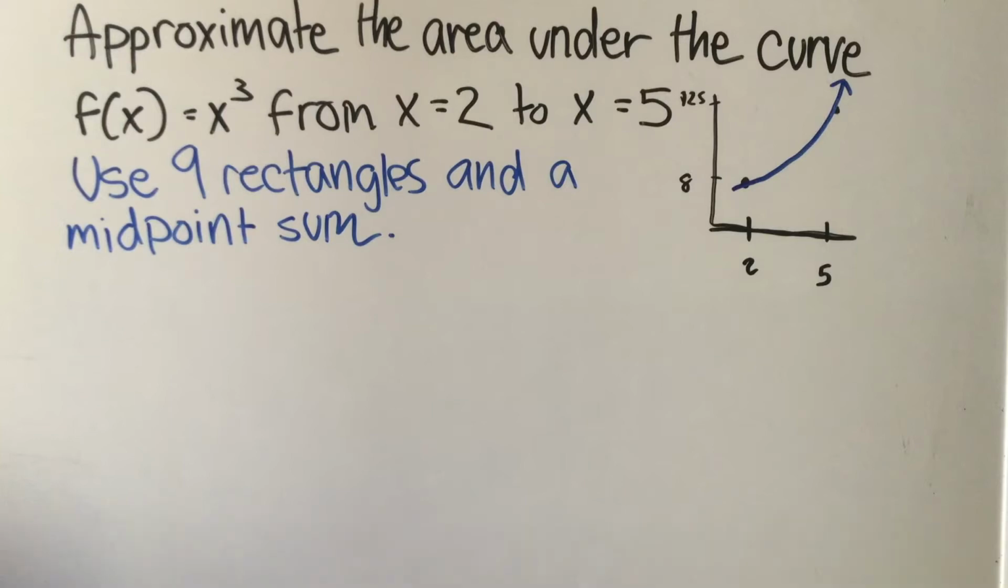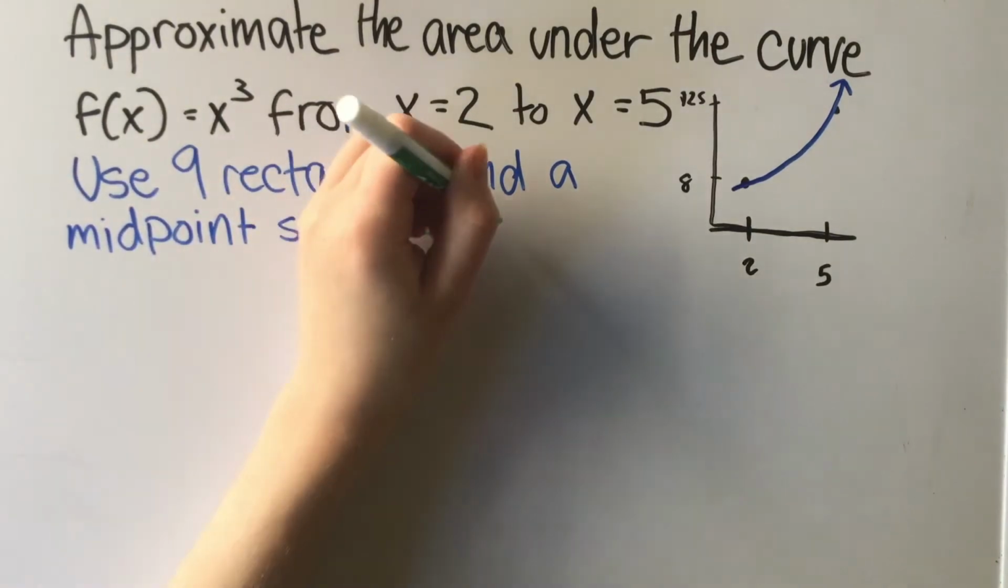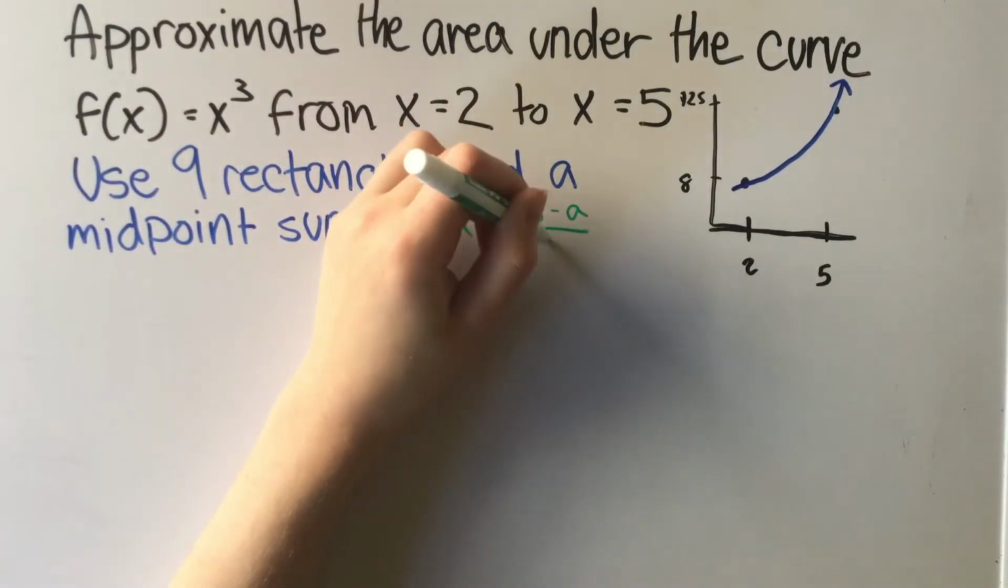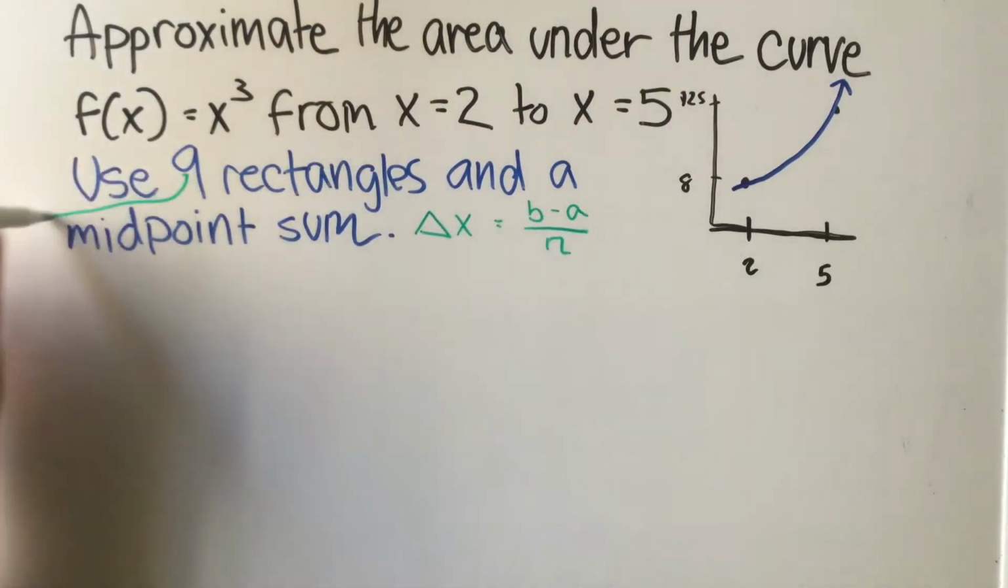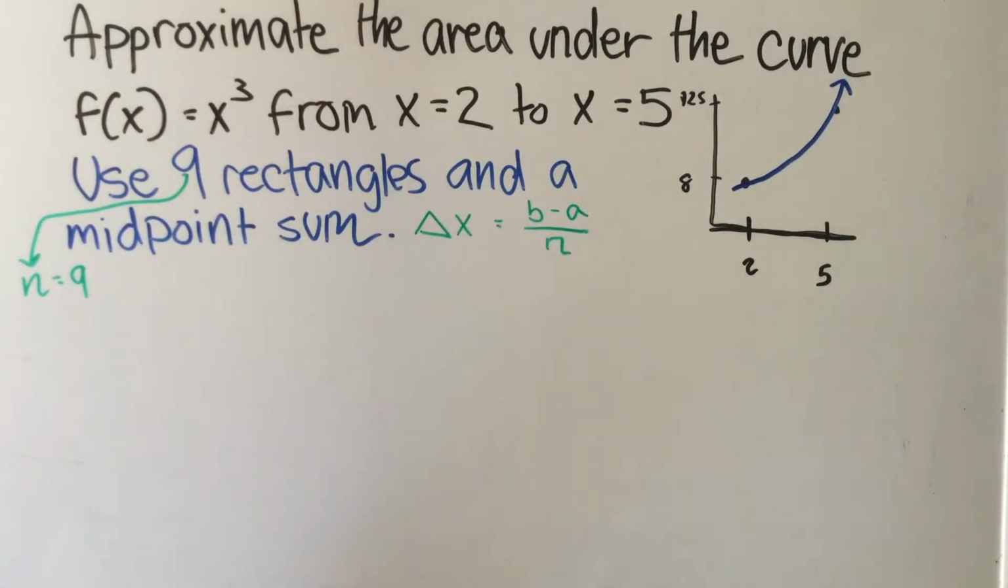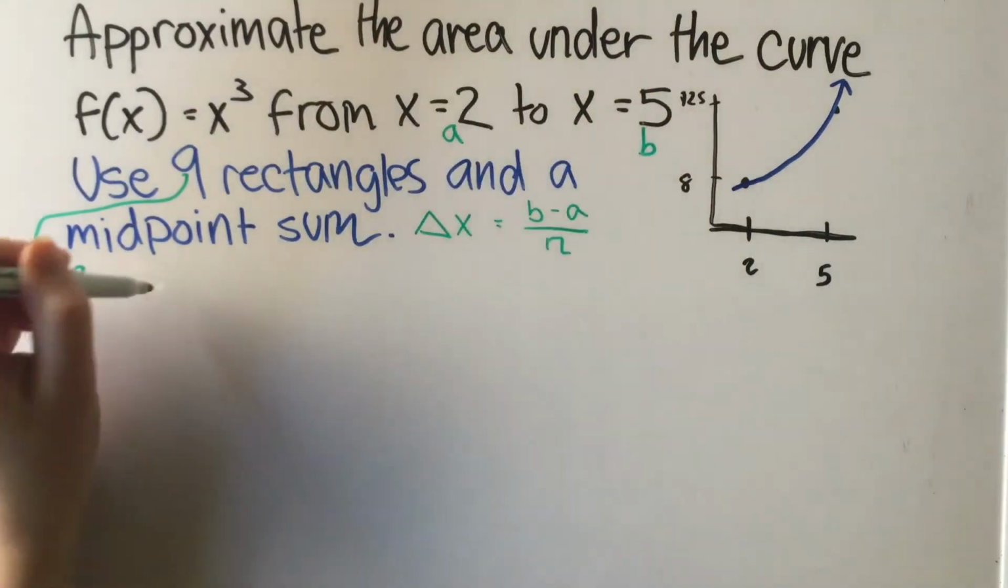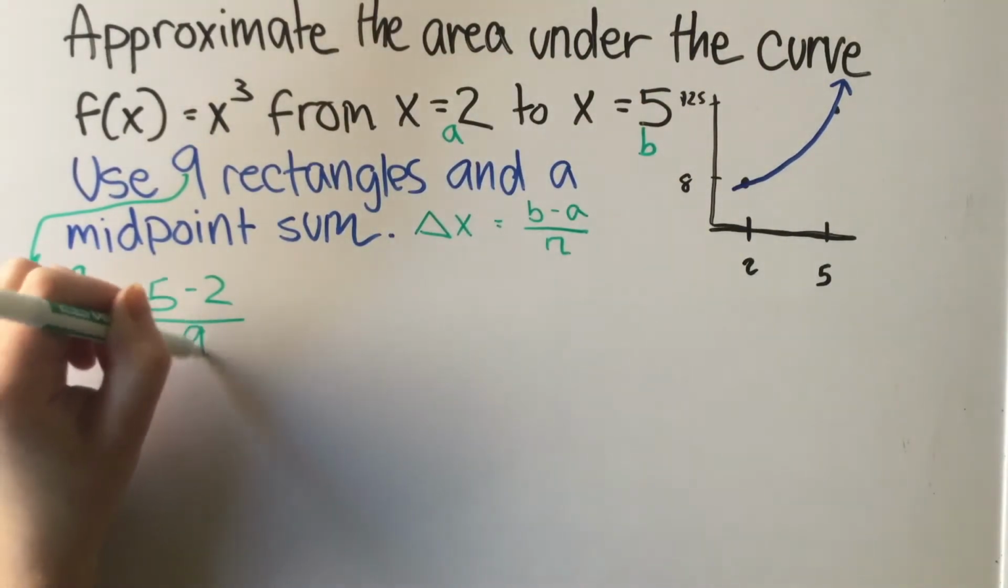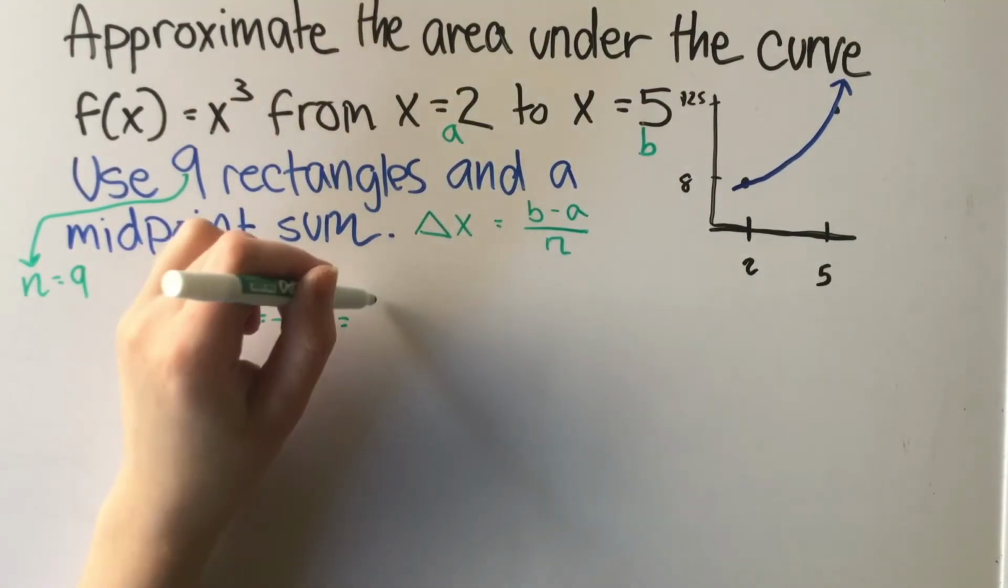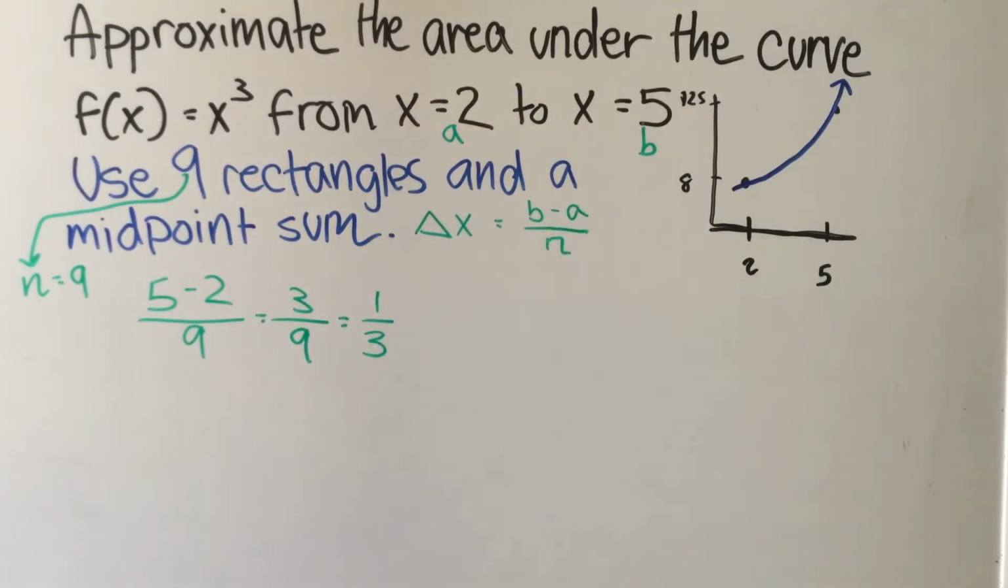For approximating area, we need to know the b, the a, and the n. So we already have b and a. 5 is b, and 2 is a, and n is the number of rectangles, and they give that to us in the problem. So n is 9. And then to solve for the change in x, we do that little equation b minus a over n. So it's going to be 5 minus 2 over 9, which will simplify to 1/3.